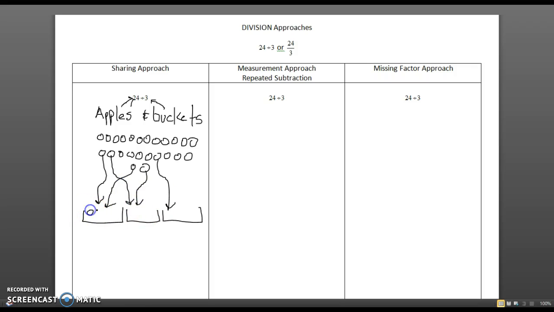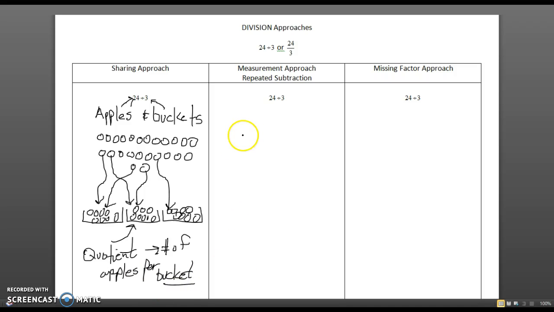So we should be able to know that once I finish that process, I would have 8 apples per bucket. And so my quotient, that's the name of the answer to a division problem, is the number of apples per bucket.